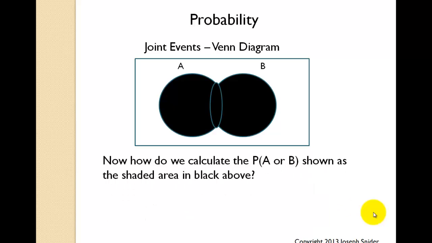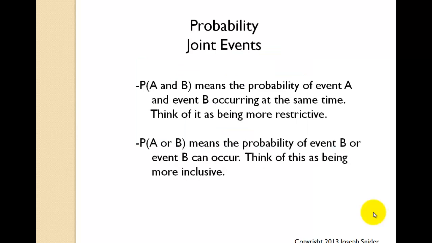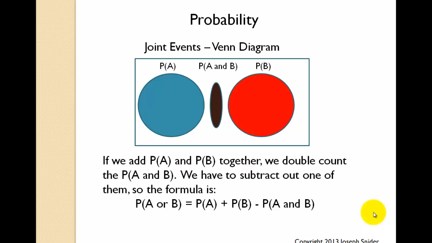Now, how do we calculate the probability of A or B shown in the area in black above? Probability of A and B means the probability of event A and event B occurring at the same time. Think of it as being more restrictive. So that would be that football that was talked about just a minute ago. Probability of A or B means the probability of event A or event B occurring. Think of this as being more inclusive.